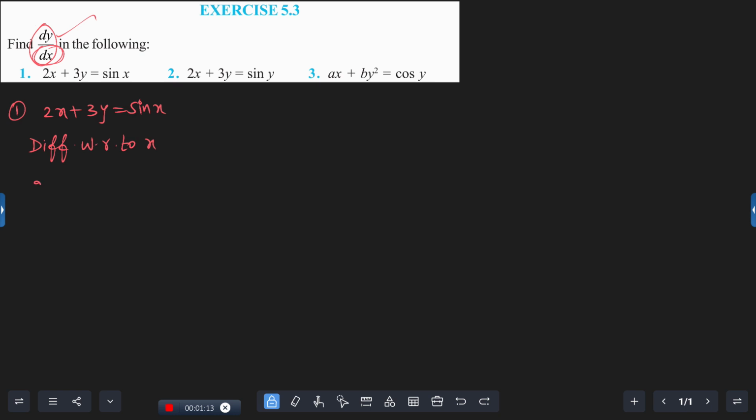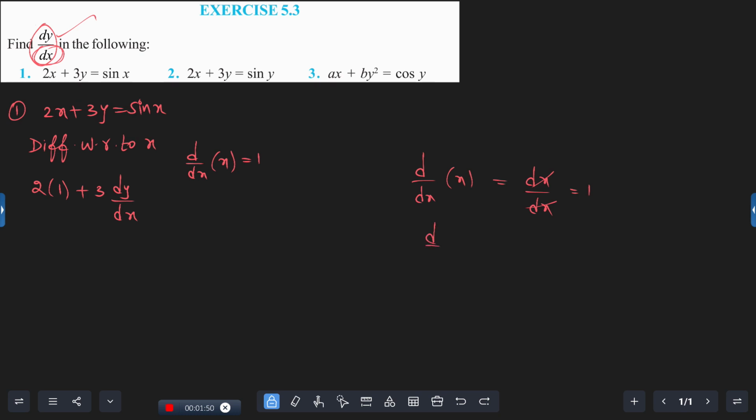So that 2, let it be as it is. The derivative of x is 1. So the derivative of x is equal to 1. That is the first formula. Plus 3 into y. What is the derivative of y with respect to x? dy by dx. Actually when I differentiate x with respect to x, that means dx divided by dx, so it will cancel, which is equal to 1.